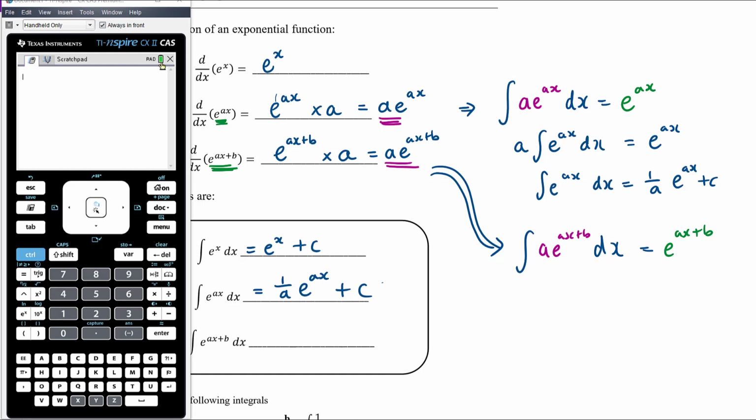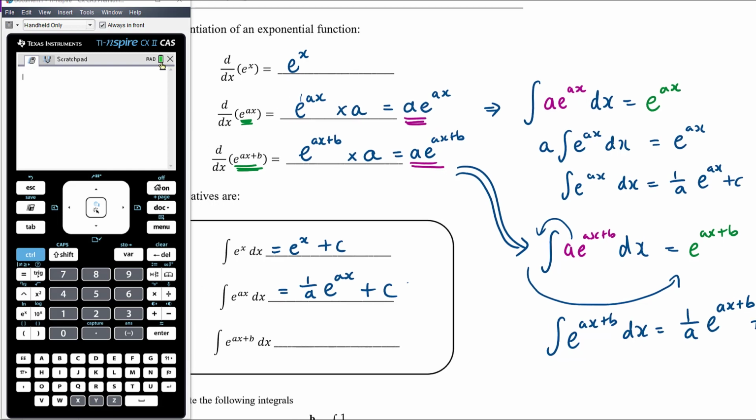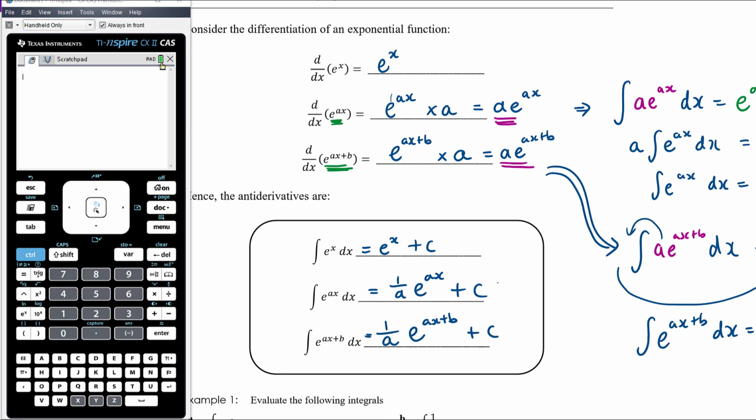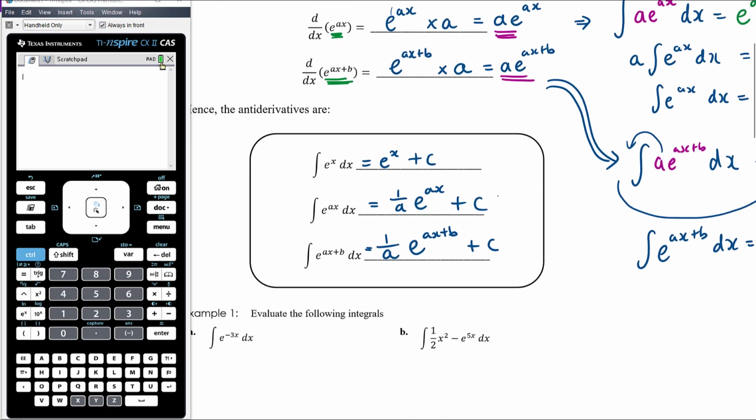Okay, and again, same logic, we can take this a value out and therefore divide it to the other side to learn that the integral of e to the ax plus b is equal to 1 over a times e to the ax plus b, and plus c, obviously. So the antiderivative of e to the ax plus b is 1 on a, e to the ax plus b plus c. So it's really the same as derivative, except you're just dividing by that a value instead of multiplying by that a value.